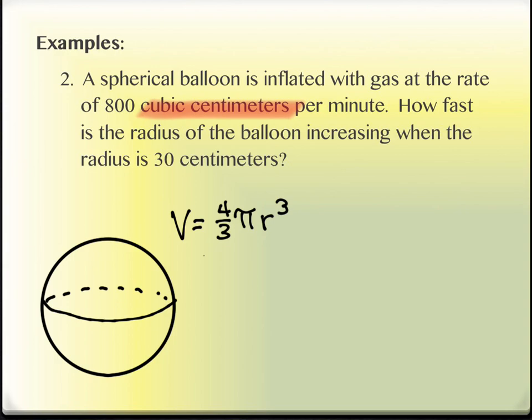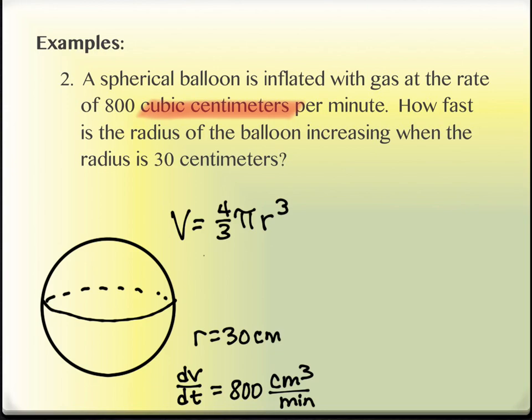There are some pieces of information. At some point, it tells us that the radius is 30, specifically 30 centimeters. And it also tells us the rate at which the inflation is happening, the one that's highlighted there, cubic centimeters per minute. That's how the volume is changing. So this is dV dt. The volume is changing by cubic centimeters per minute, and in particular, that number is 800.